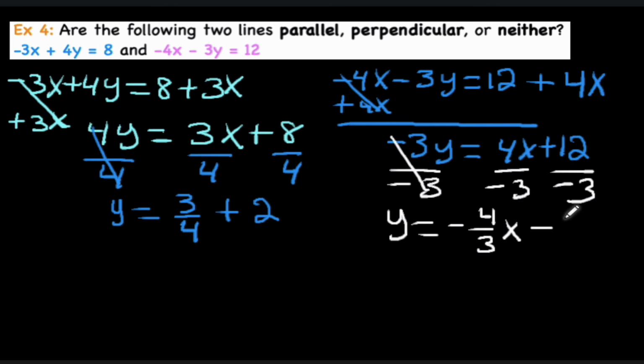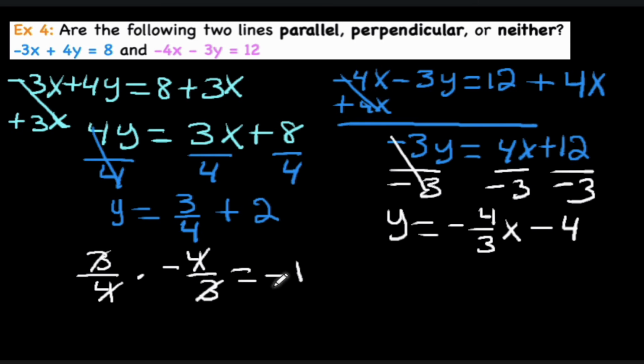Okay, so this is equal to y equals negative 4/3 x minus 4. Okay, so notice the slopes are negative reciprocals of each other, right? So we have 3/4 and we have negative 4/3. And so that means that the product of their slopes is negative 1, right? So when we multiply 3/4 times negative 4/3 is equal to negative 1, right? Because the 4's cancel, the 3's cancel. Okay, and if you were to graph these lines, it'll look something like this. Just a rough estimate.